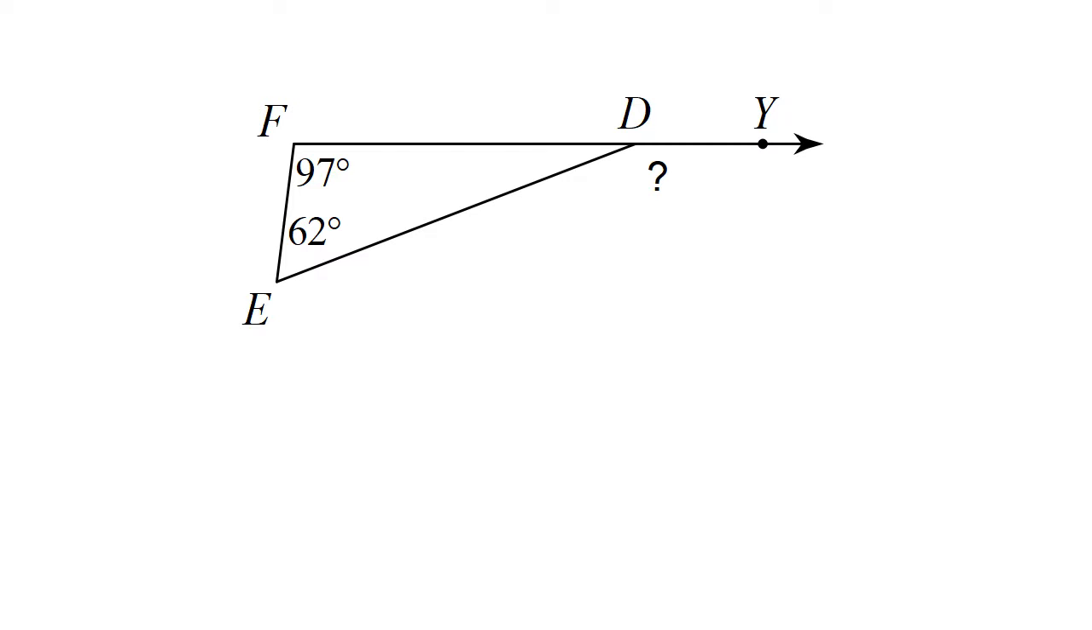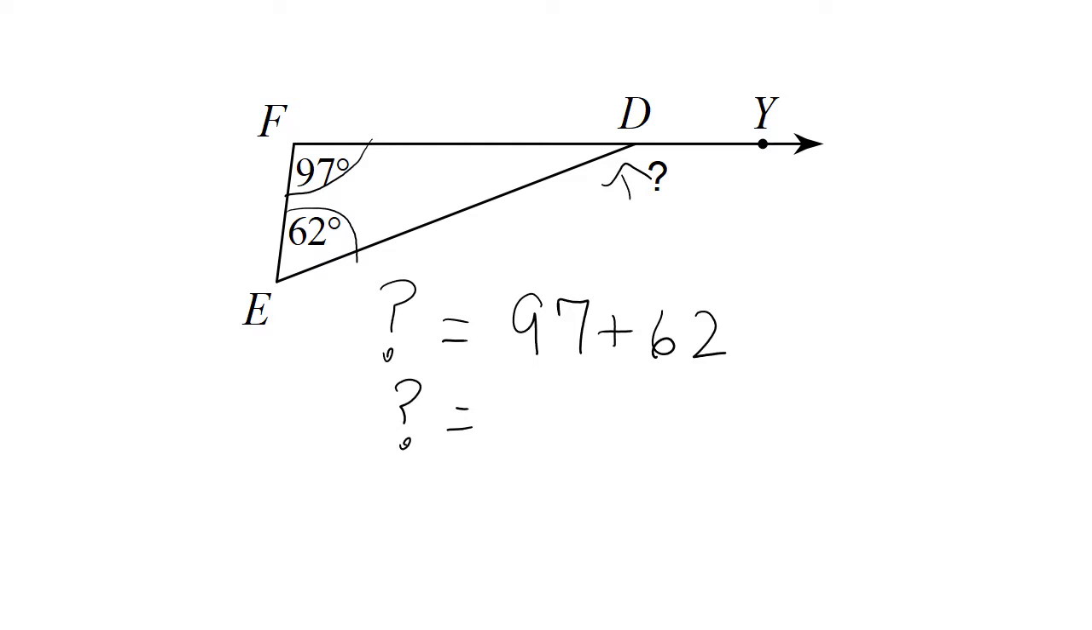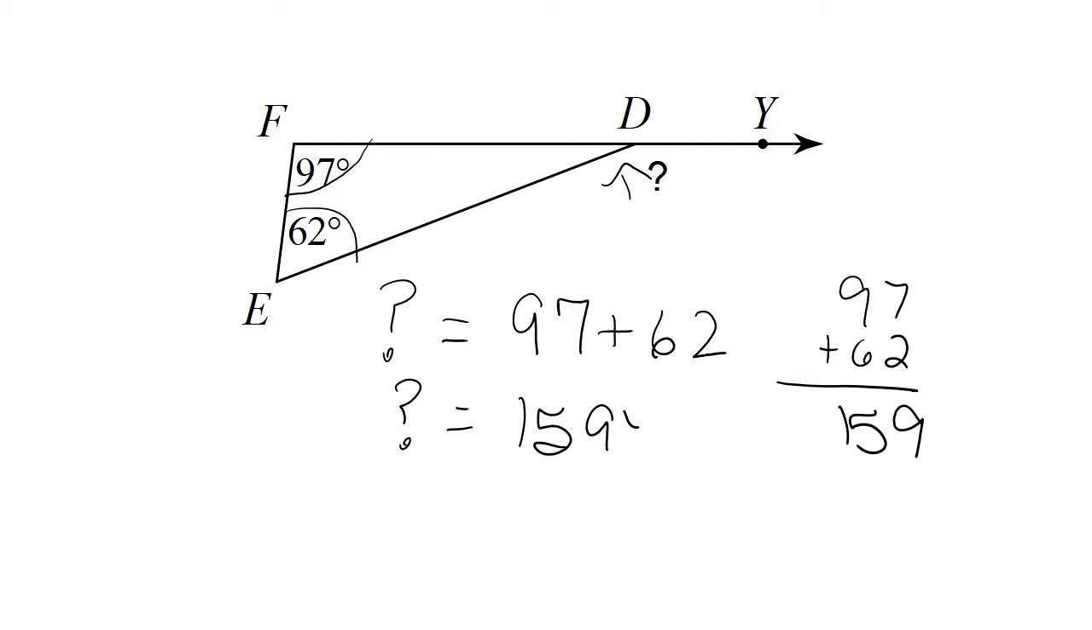Okay, so now we're trying to figure out on this example what this exterior angle is. So I know that exterior angle is equal to the two angles inside of the triangle that it's not adjacent to. So therefore, the question mark has to be equal to whatever 97 plus 62 is equal to. So now we would say the missing angle is just equal to 97 plus 62, which is 159 degrees.